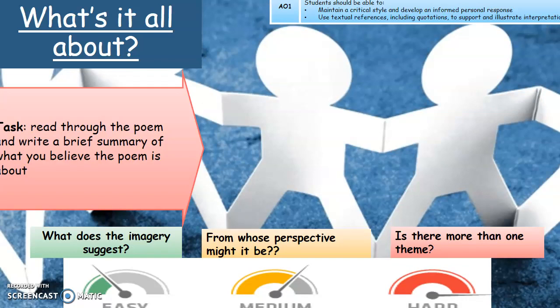Now we'll have a look at the poem so we can figure out what is relevant from exploring the title. So I'd like you to read through the poem and write a brief summary of what you believe the poem is about. Again, there are questions at the bottom. What does the imagery suggest? From whose perspective might it be? Is there more than one theme? I'd like you to pause the video now and have a go at this task.